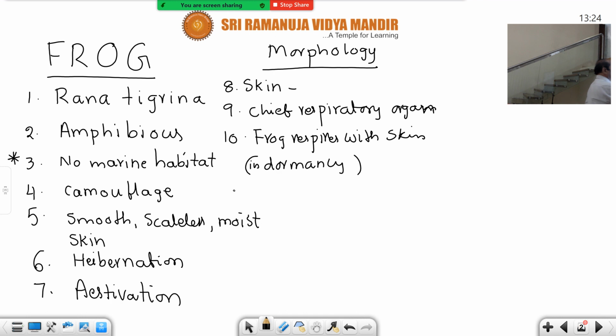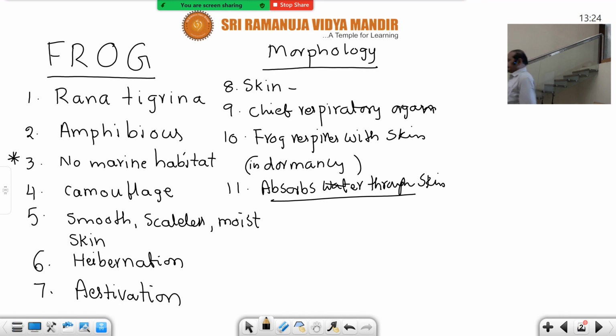And frog never drinks water, it absorbs water through skin. If it is asked, what is the water drinking organ of frog? That is skin. It absorbs water through skin. Another important point: the second paragraph's last line is this one.